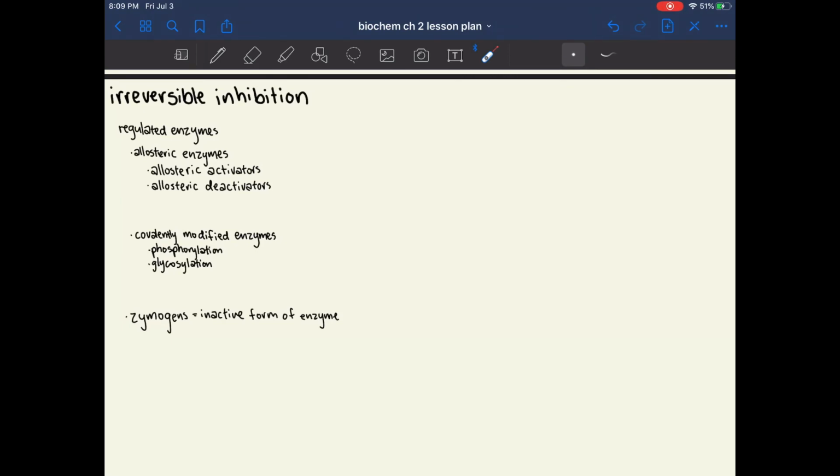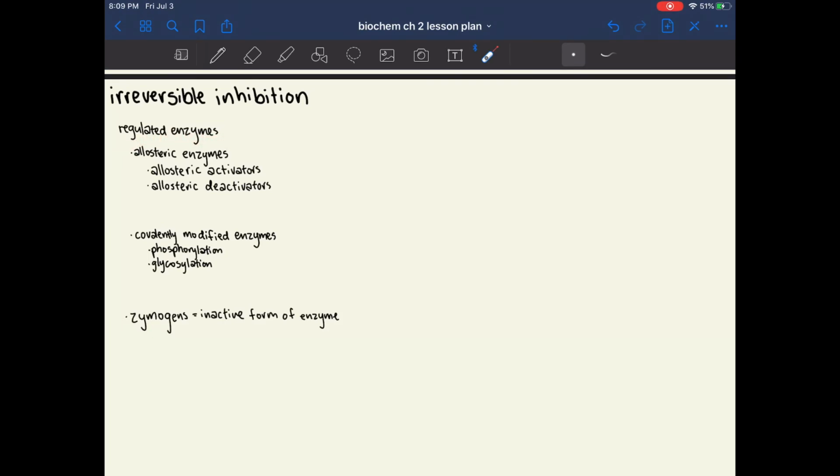Another category of inhibition is called irreversible inhibition. With reversible inhibition, you can undo the effect by adding more substrate or by removing the inhibitor from the solution. However, with irreversible inhibition, the enzyme is turned into a deactivated form, which means that just removing the inhibitor will not turn the enzyme back into its activated form.